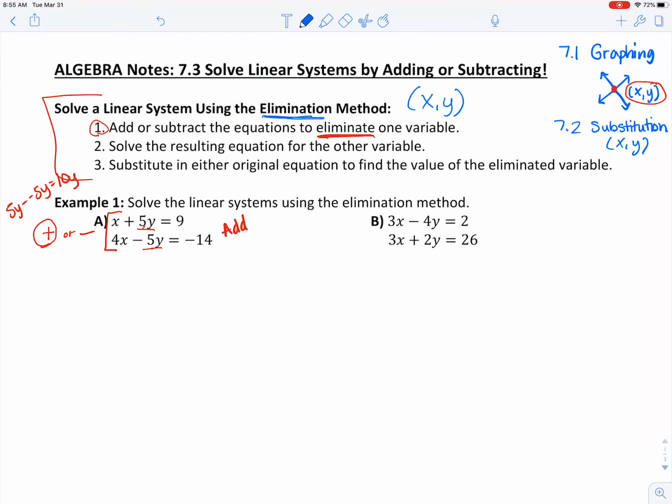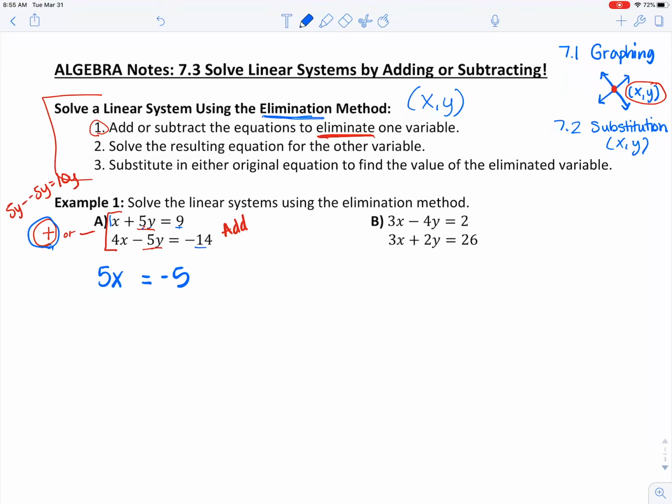So in math, taking a look at my first equation, I just have an x there. My hidden number is 1x. So 1x plus 4x is 5x. Now I have 5y plus negative 5y, and we already said that that was 0. We're going to do the same thing with the 9 and the negative 14. So 9 plus negative 14 is a negative 5. So now we have 5x equals negative 5.